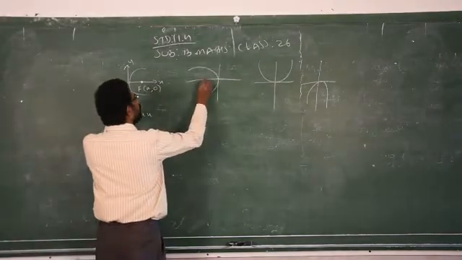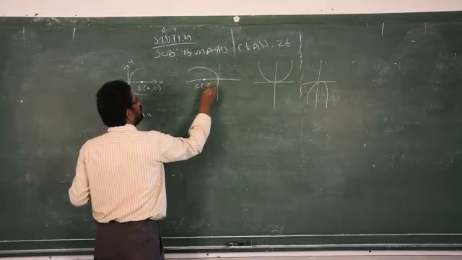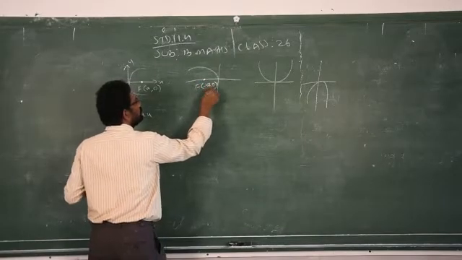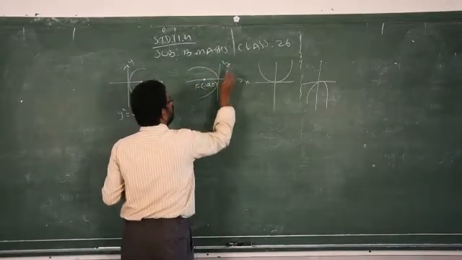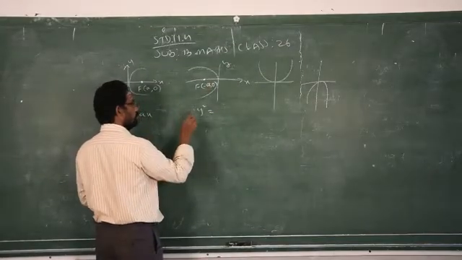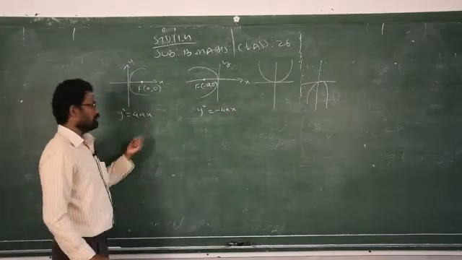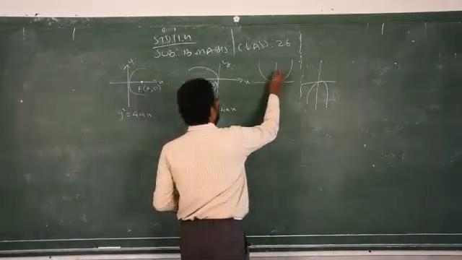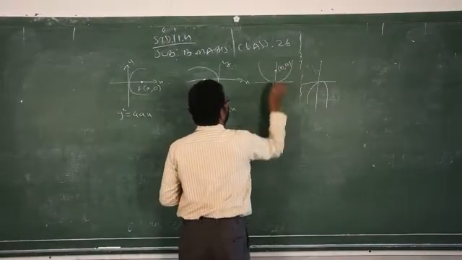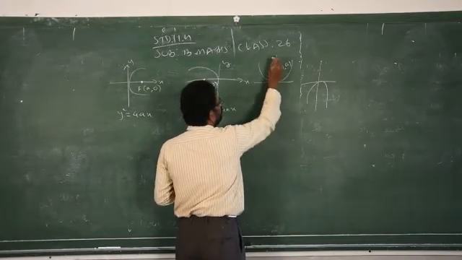Similarly, if you take the focus on the negative side of the x-axis, that is minus a comma 0, because it is a point on the x-axis, y is always 0. Clear? As usual, focus on the x-axis, therefore y square is equal to, it is the negative side, so minus 4ax. I will tell you what is meant by 4a. Again, a point on the y-axis, so x is 0, y will be a.